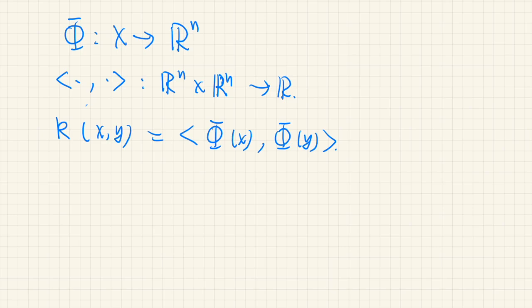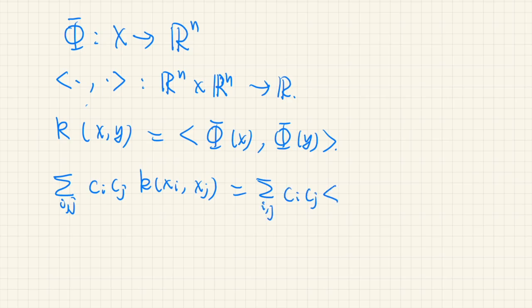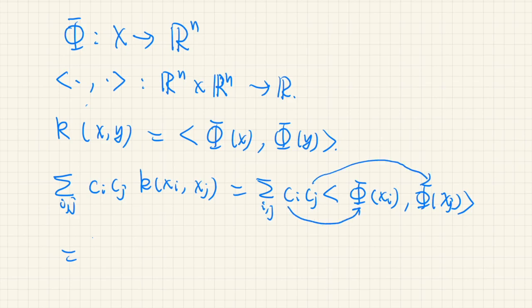Again, the symmetry is obvious, so let's show the positive semi-definiteness. So we calculate this double sum, ci, cj, and k of xi, xj. Applying the definition of this function k, we have ci, cj inner product between phi of xi and phi of xj. And we distribute this cj to the second place and ci to the first place.